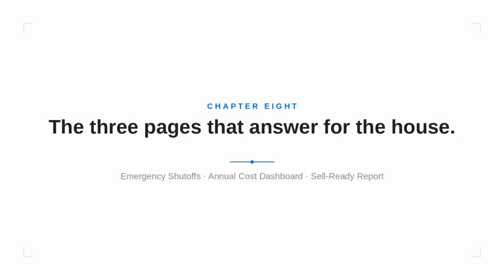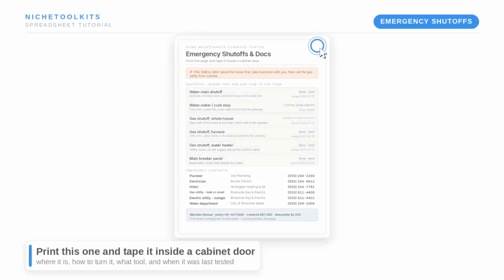Chapter 8. The 3 pages you never type on. Emergency Shutoffs is the page to print today. For every shutoff in the house, where it is in plain words, how to turn it, what tool you need, and where that tool lives, and the date it was last tested. The file counts the days since. Underneath, the emergency contacts and your policy details. Print it, tape it inside a cabinet door, and it is there at 2 in the morning when nobody is thinking clearly.